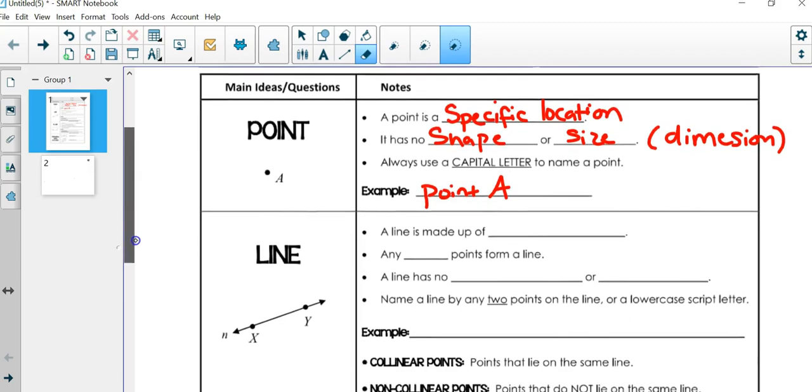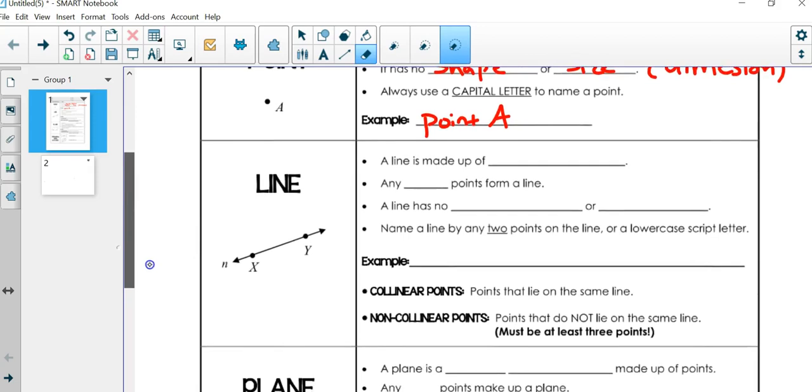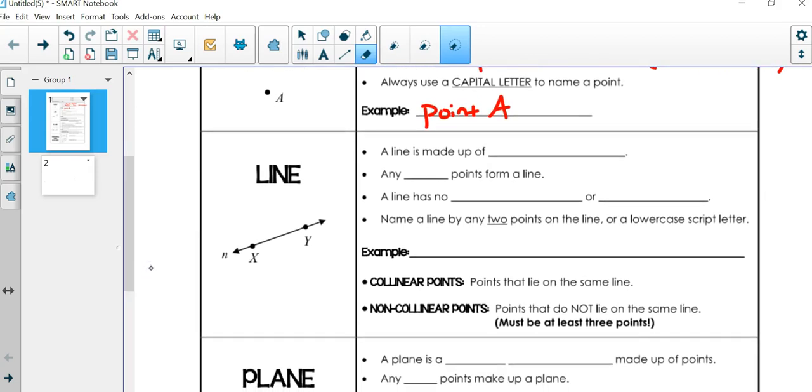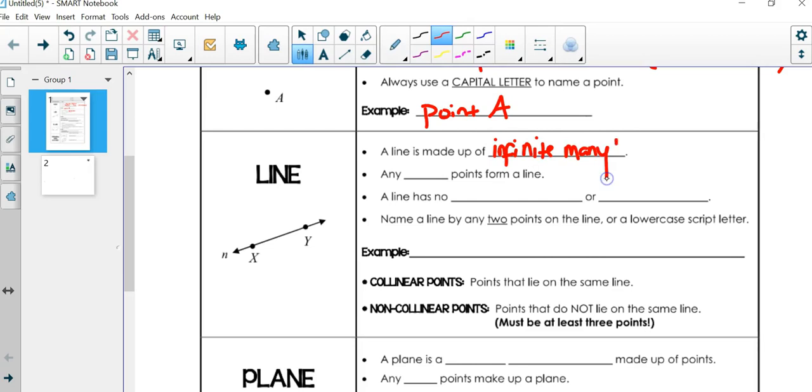Let's proceed to the next topic. We have a line is made up of. So a line is made up of what? A line is made up of infinitely many points. So it's made up of a lot of points, okay? So go ahead and put infinitely many points. It keeps going forever. It's just a whole bunch of points together, and that makes your line, okay?